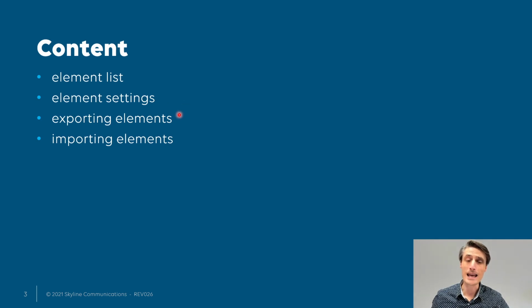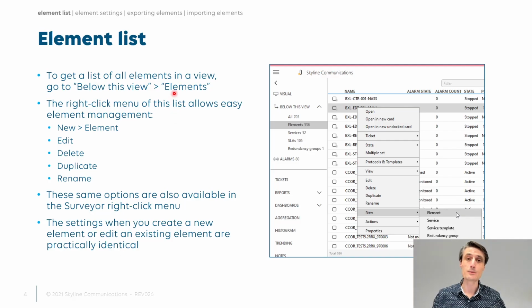You can also do an export to Excel, do bulk editing in there and import it again, or do an export into a package that allows you to basically transfer a whole configuration from, for instance, your staging to your production environments. So first of all, the element list, so that's on the view card.